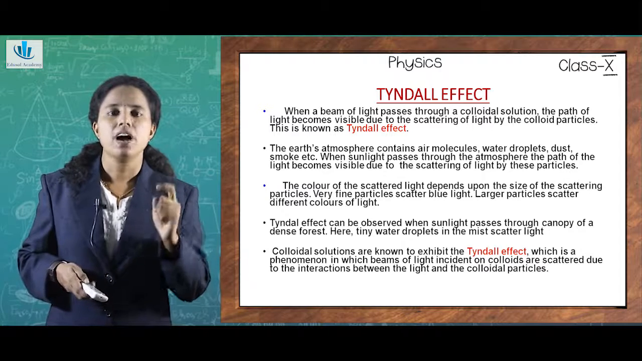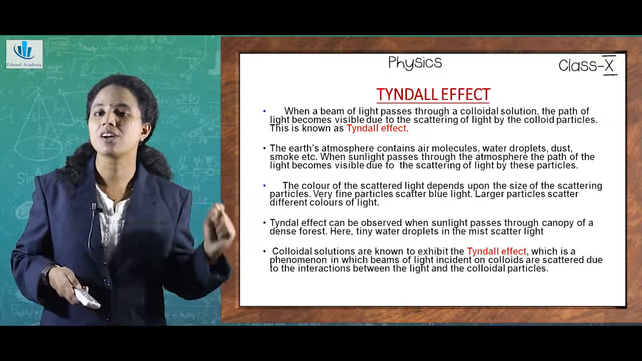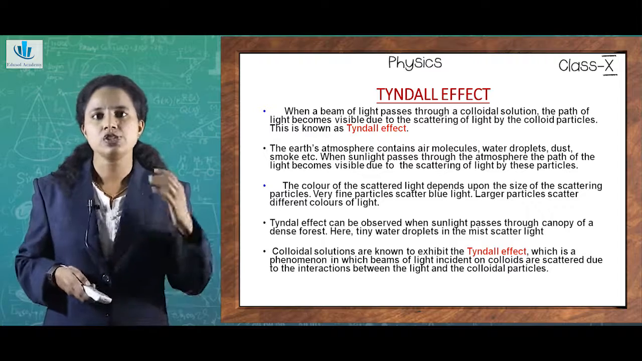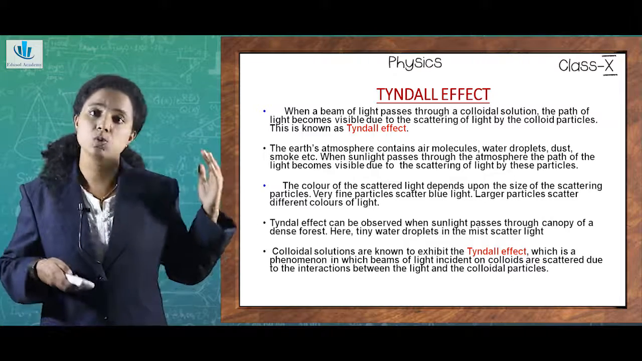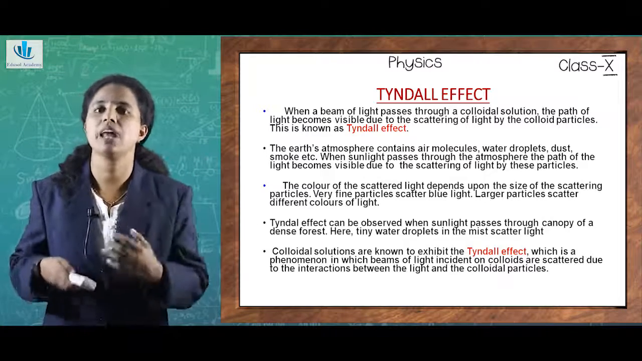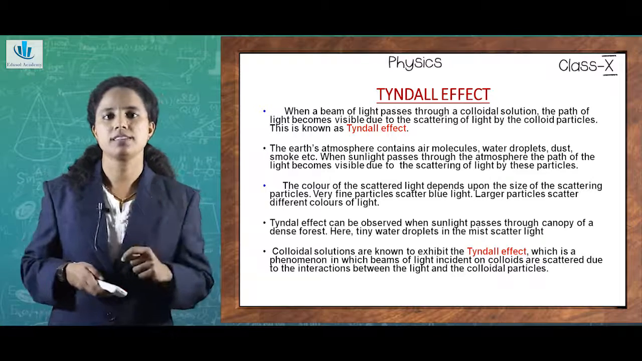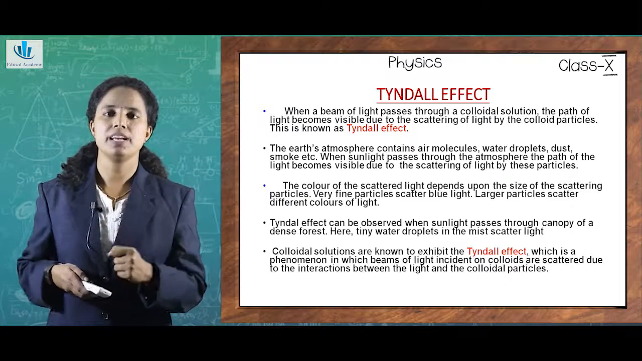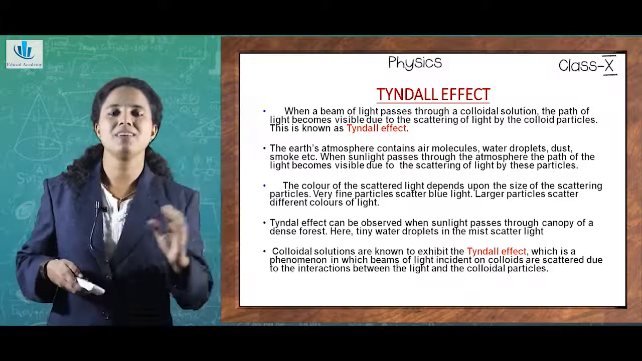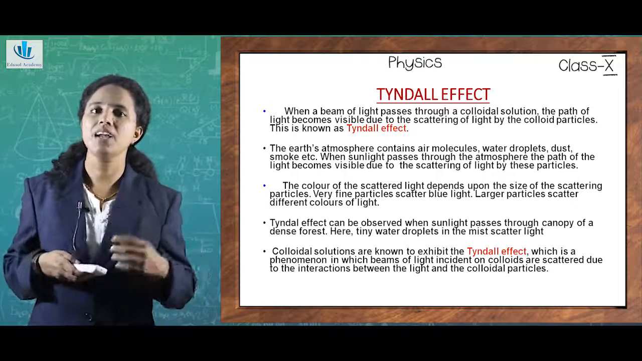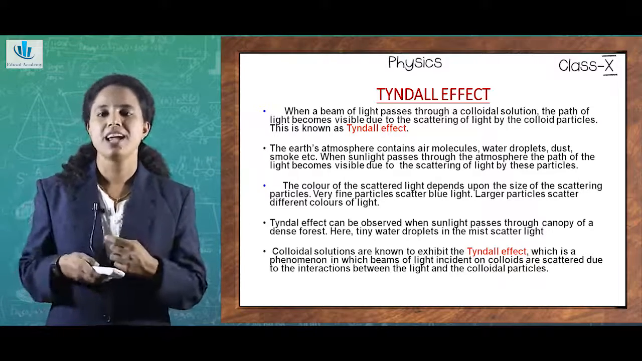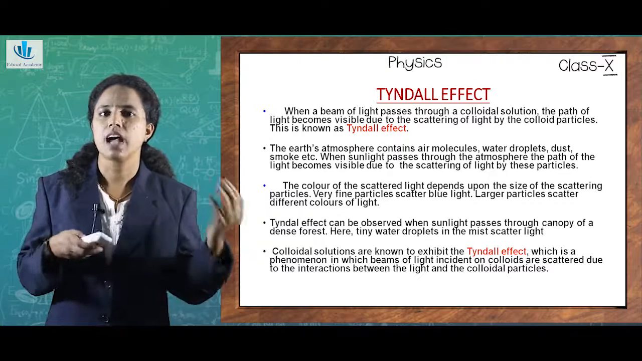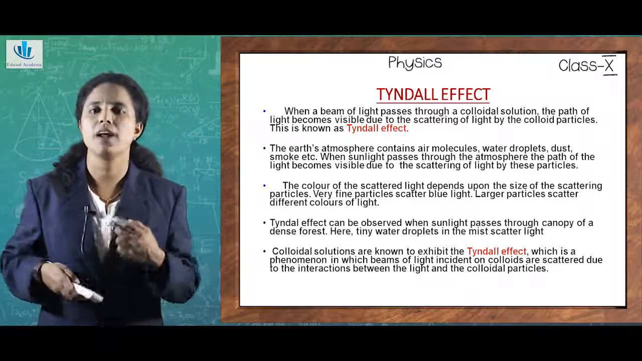So, the Tyndall effect happens in case of a colloidal solution. So, the path of the light becomes visible due to the scattering of light by the colloidal particles. Just like the previous experiment, the path of light will become visible due to the scattering of light by the colloidal particles. How does this happen in the case of colloidal particles?